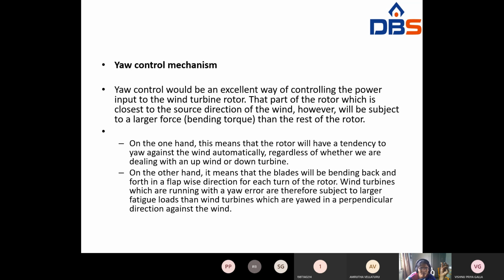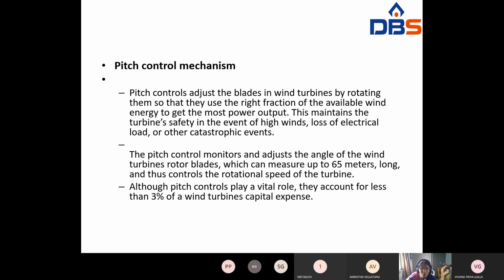This is the yaw control mechanism. Next you can see the pitch control mechanism. Pitch control adjusts the blades in the wind turbine by rotating them so that they use the right fraction of the available wind energy to get the most power output. Pitch is the angle the blade turns when the wind strikes it. Whenever you maintain the proper pitch control, you get the most power output.